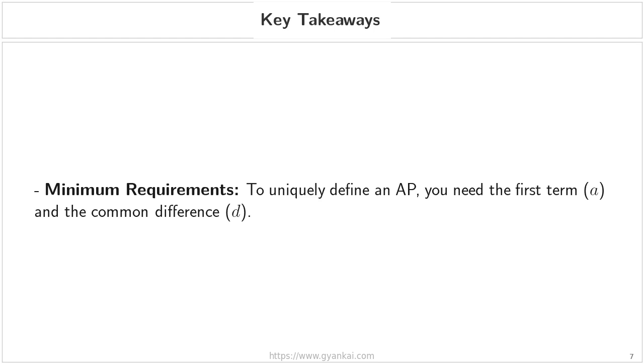Key takeaways. All right, we have reached the end of our lesson. Let's take a moment to recap everything we have covered today so that you can walk away with a clear understanding of how to define an arithmetic progression. First, let's remember the minimum requirements. As we discussed when looking at our various scenarios, you cannot define a specific AP with just one piece of information. To uniquely define an AP, you absolutely need 2 specific building blocks: the first term, which we denote as A, and the common difference, which we denote as D.